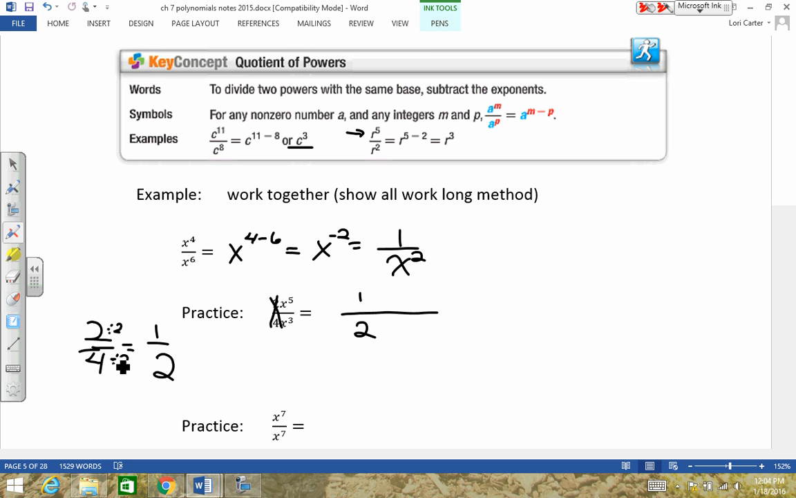Okay, this is 1/2. This here becomes x squared. You just put the x squared on the top. So it's x squared over 2.